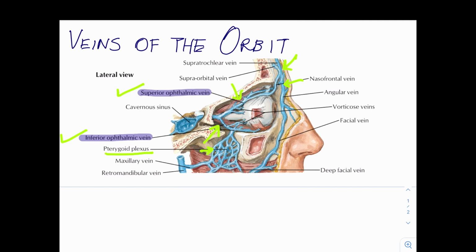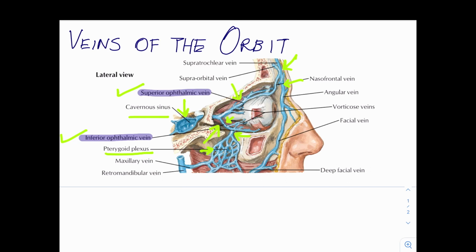This is the pterygoid venous plexus, and as mentioned earlier, this is the inferior ophthalmic vein. The inferior ophthalmic vein communicates with the pterygoid venous plexus through the inferior orbital fissure. Now, both these veins pass backward through the superior orbital fissure and drain into the cavernous sinus.